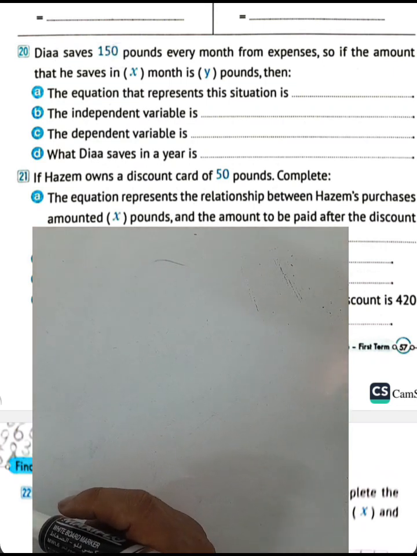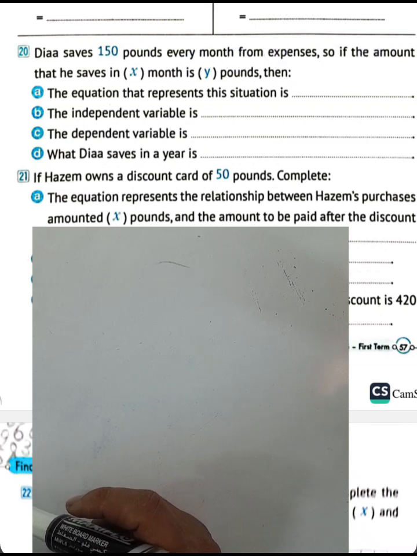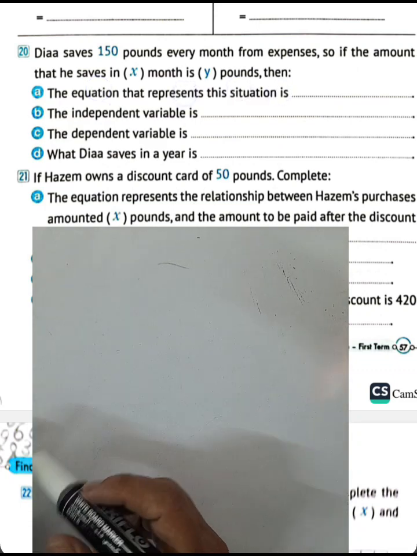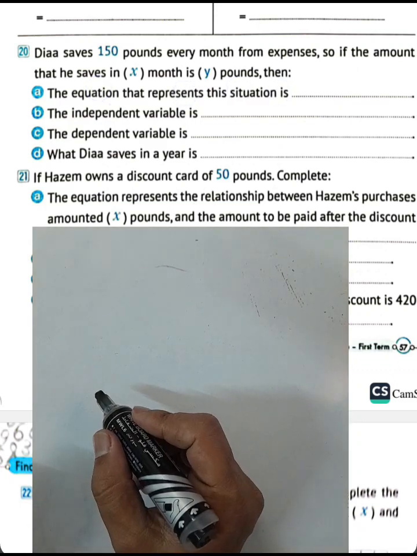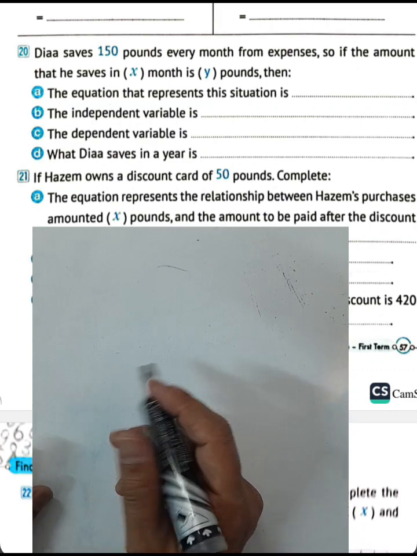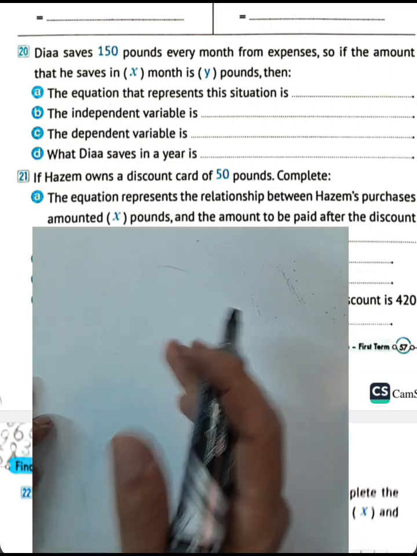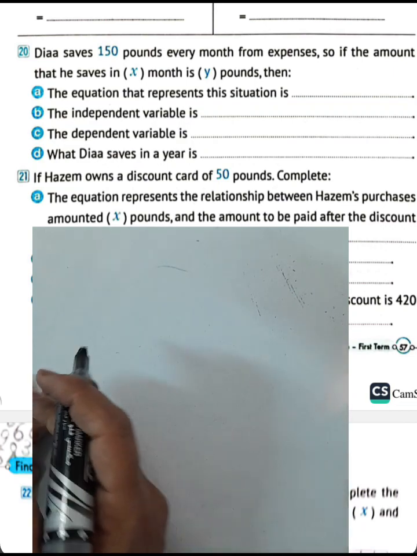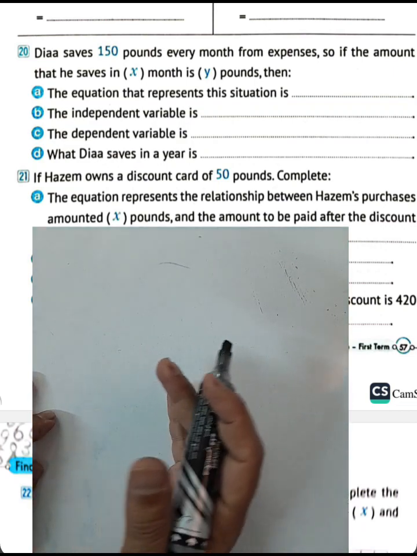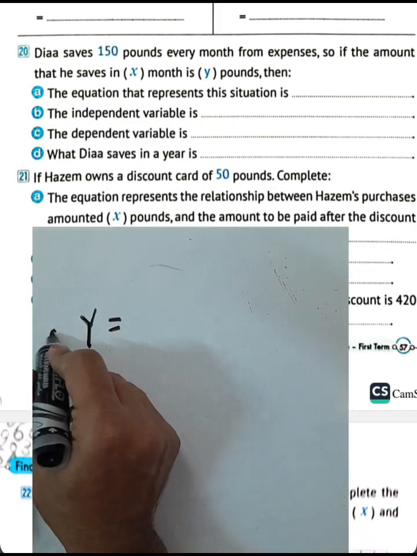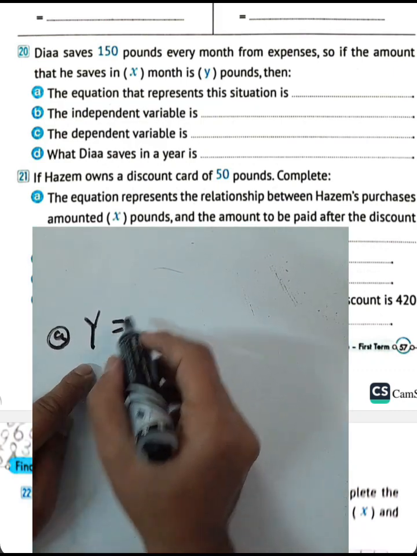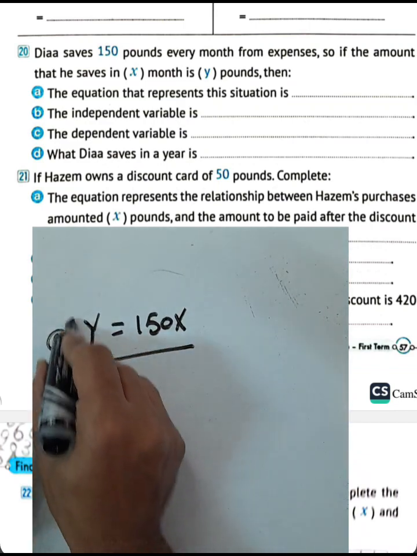Dia saves 150 pounds every month for expenses. If the amount that he saves in X months is Y pounds, then the equation that represents this situation is what? He saves 150 pounds every month, so the total with him will be Y. Y equal 150 multiplication by X.